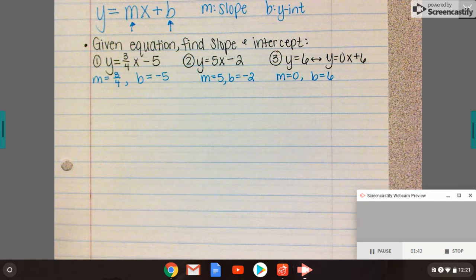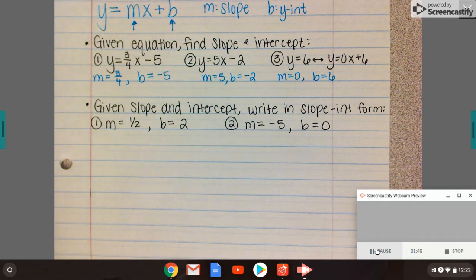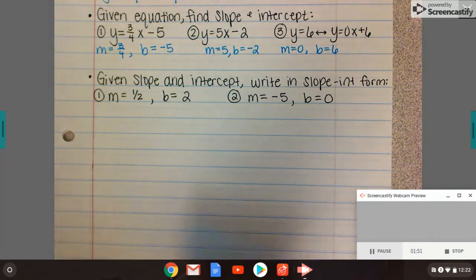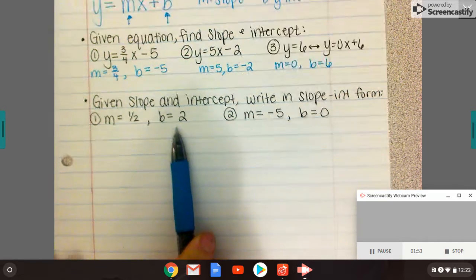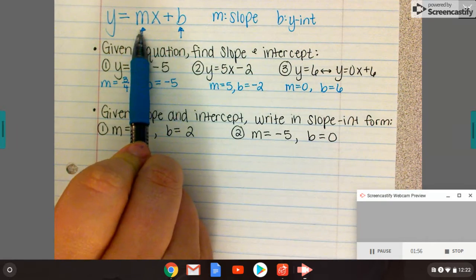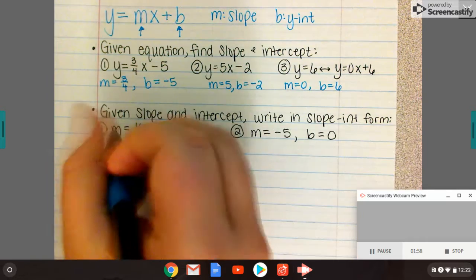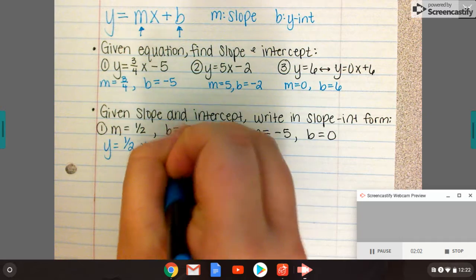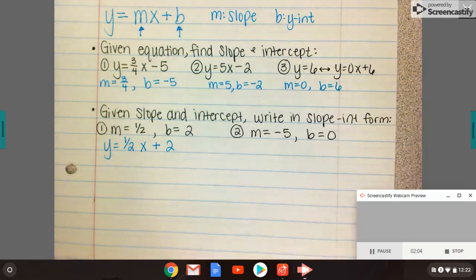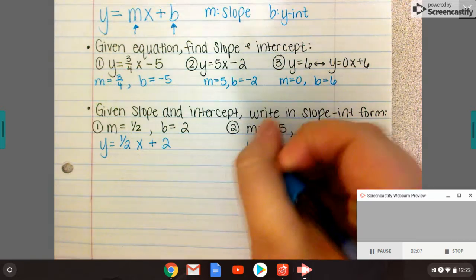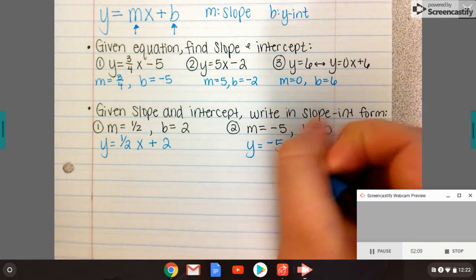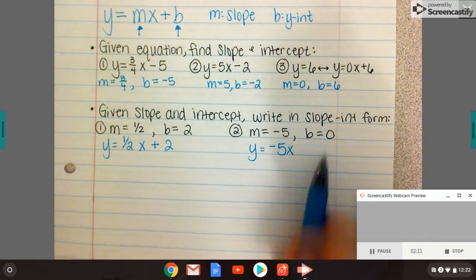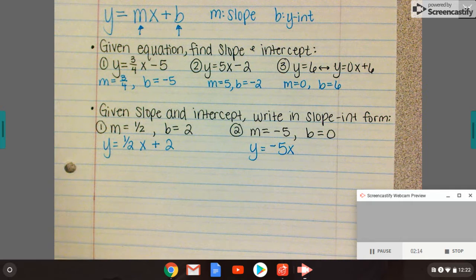Let's do the next type. That's going to be given the slope and the intercept, writing the equation. All right, so let's see with our first one here, we've got m equals 1/2 and b equals 2. I just need to plug the m into our m spot and the b into our b spot. So pretty simply here, we are at y equals 1/2 x plus 2. Because this 2 is positive, I put a plus in. On my next one, I've got y equals -5x plus 0, which I don't even need to write the plus 0, so we'll leave it right there.